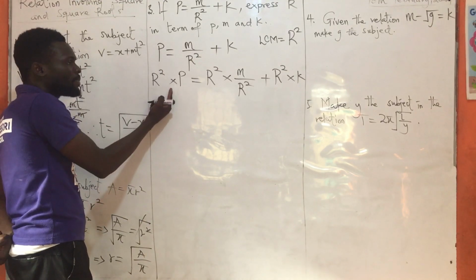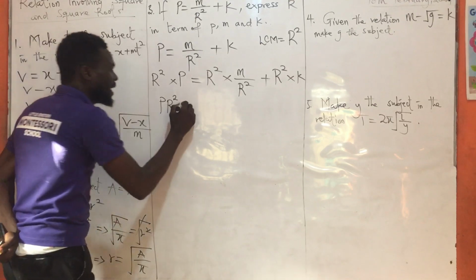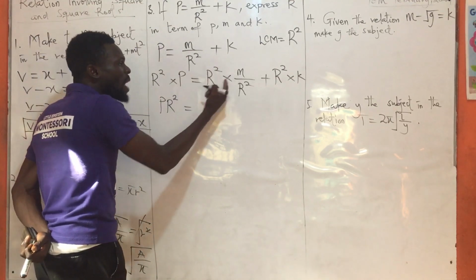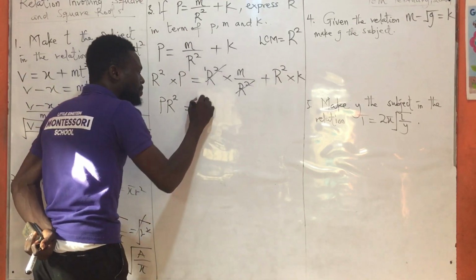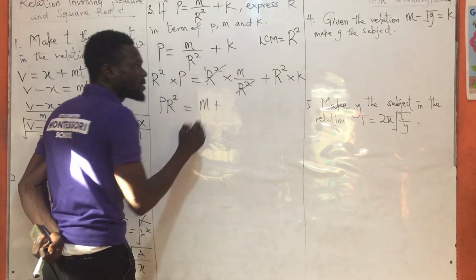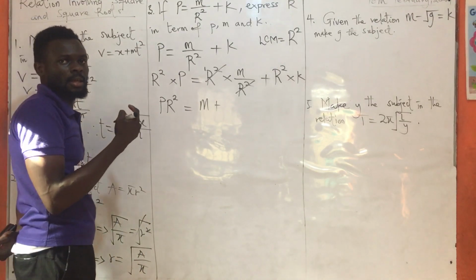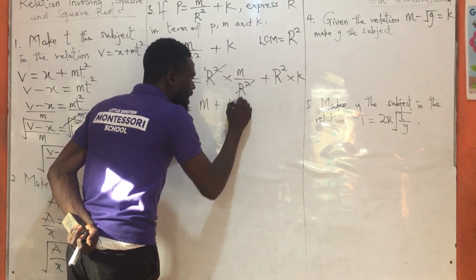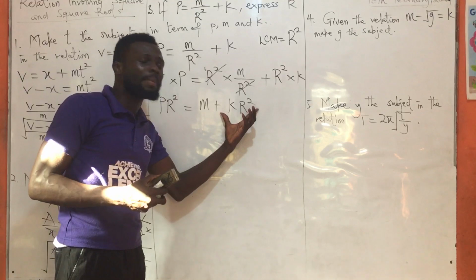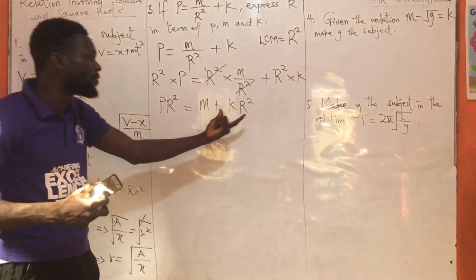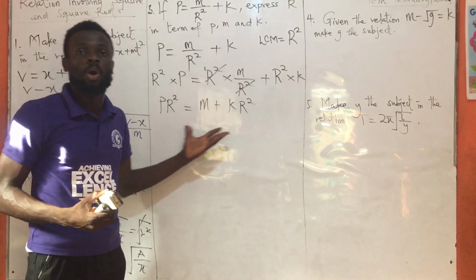When r squared multiplies p, you have pr squared. The r squared multiplying this fraction will therefore cancel out. Then I have 1 times m, which is m, plus r squared times k will give you kr squared. Remember we said that variables are arranged alphabetically in an expression or in a relation.